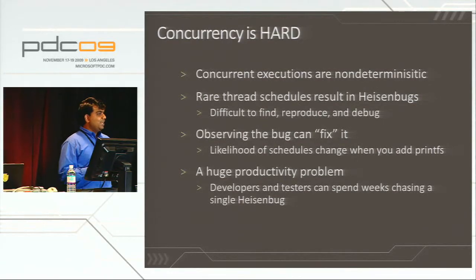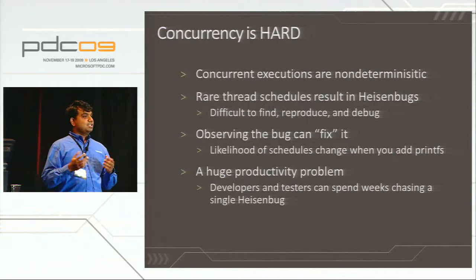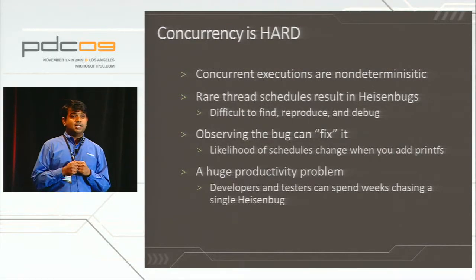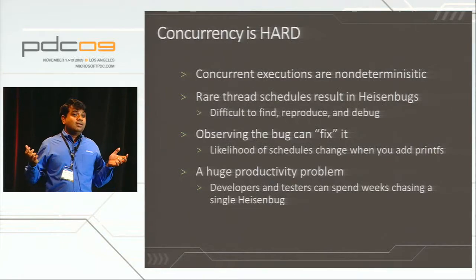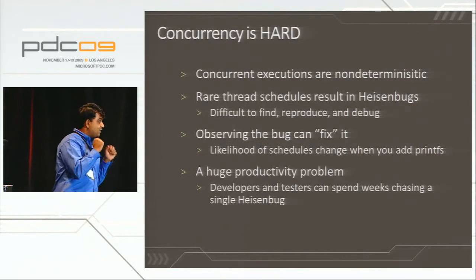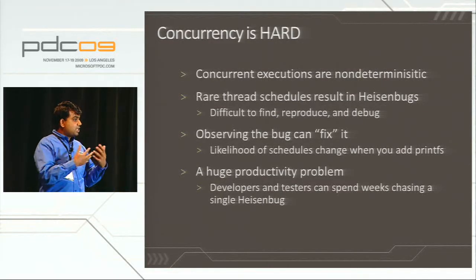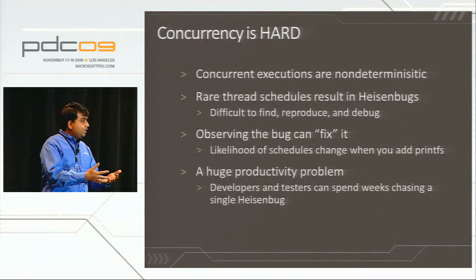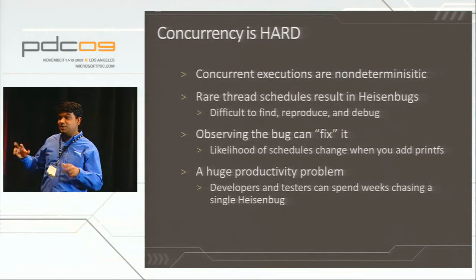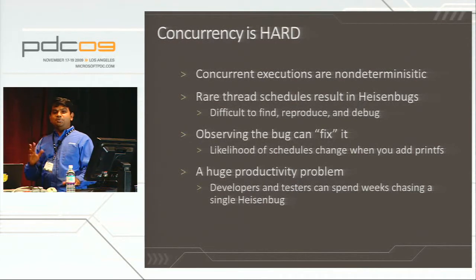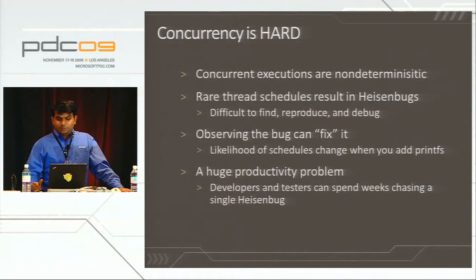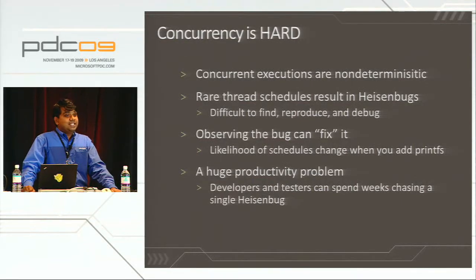They are called Heisenbugs because sometimes just observing the bugs makes them go away, right? Because you add a printf statement that completely changes the way threads interleave. So what was crashing once in 100 times, you add a printf, and it doesn't crash anymore, right? That's why it's called a Heisenbug. And it's a huge productivity problem. You probably know this a lot more than I do. People spend a lot of time just chasing even a single concurrency bug.